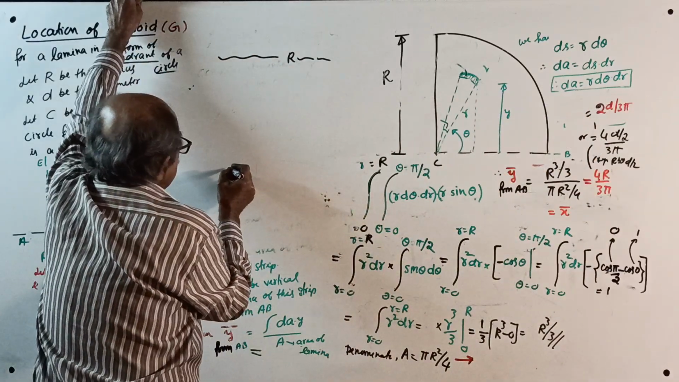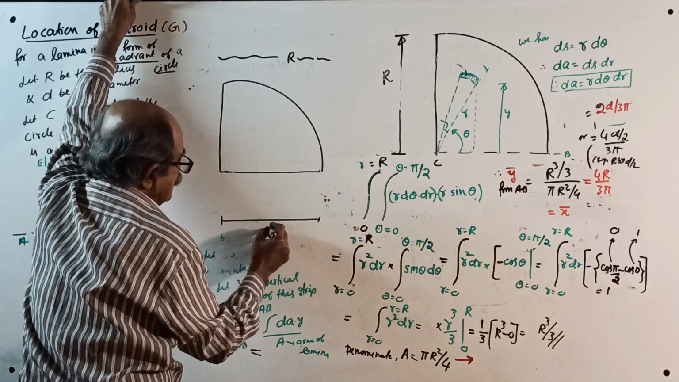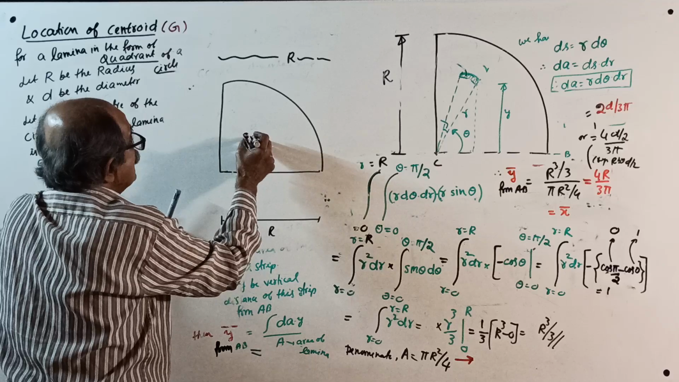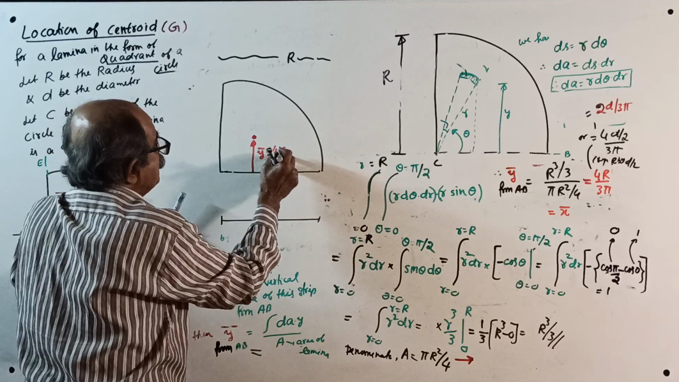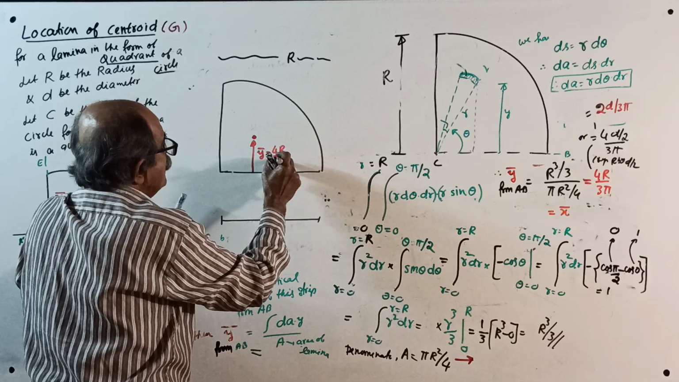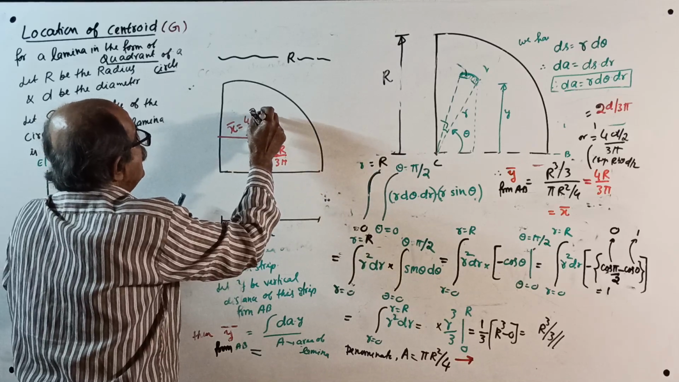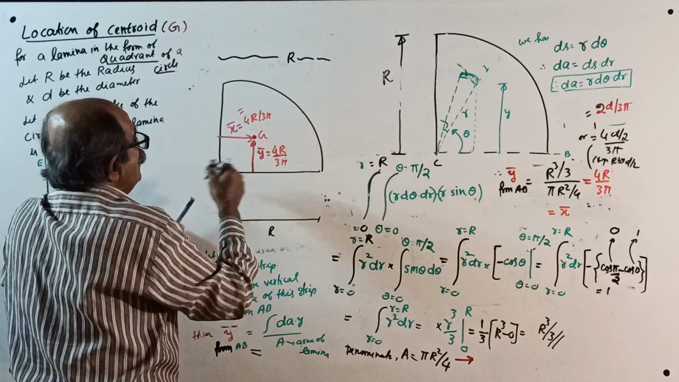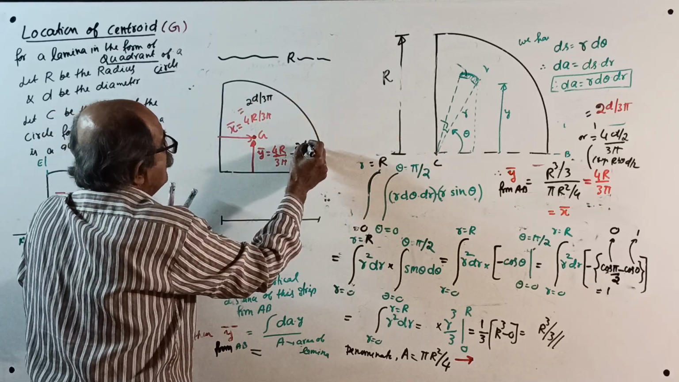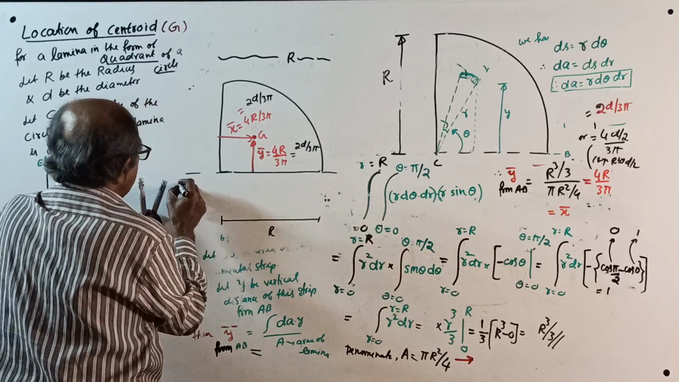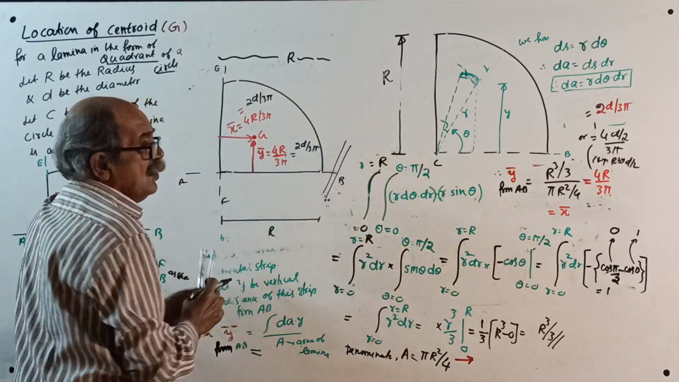Therefore, write everything. Quadrant of a circle of radius r, centroid will be here. This distance is y bar equal to 4r by 3 pi, capital R. This is also x bar. X bar also equal to 4r by 3 pi. This is centroid G. You can write in terms of diameter, 2d by 3 pi. If you want to mark that AB axis here and EF axis here. This is the final result for quadrant of a circle.